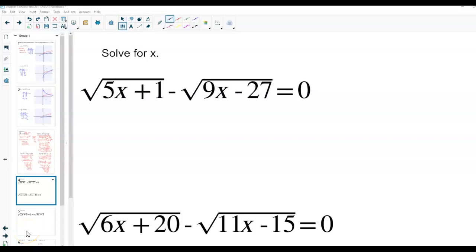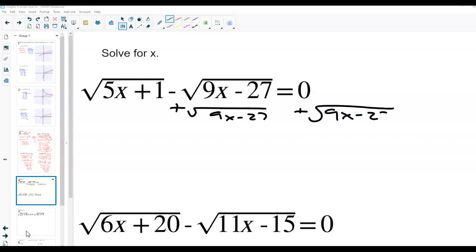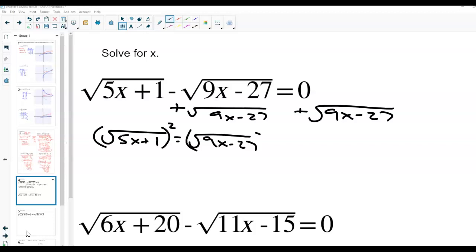So whenever you have something like this, we've got to get one radical on the other side. And we do that simply by adding over. So the square root of 5x plus 1 equals the square root of 9x plus 27. Okay. And I'm going to square both sides to get rid of the radical.